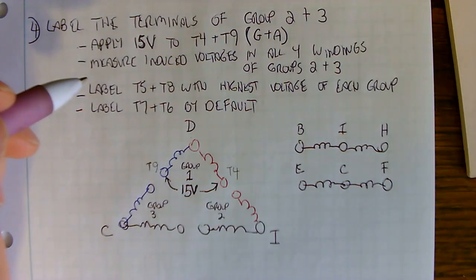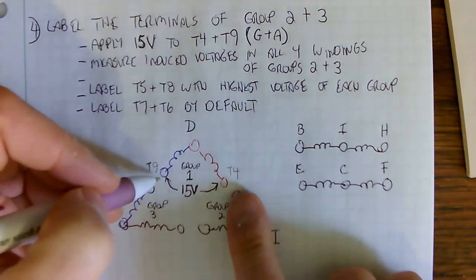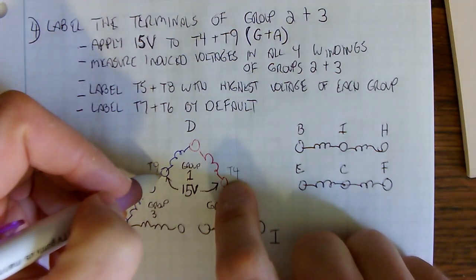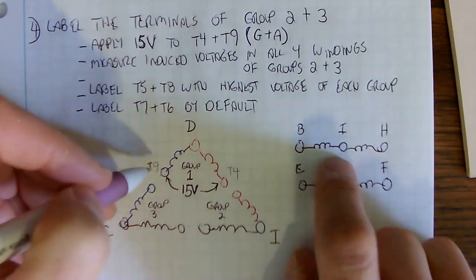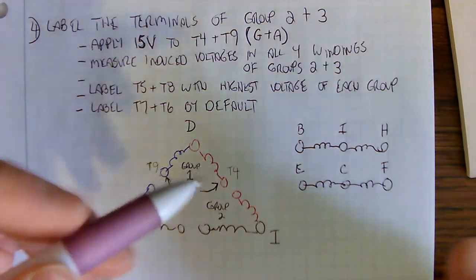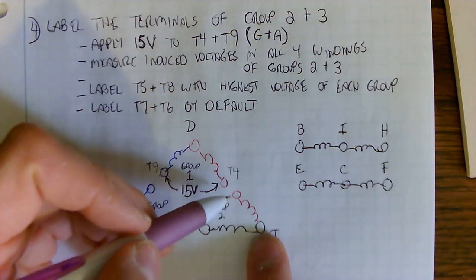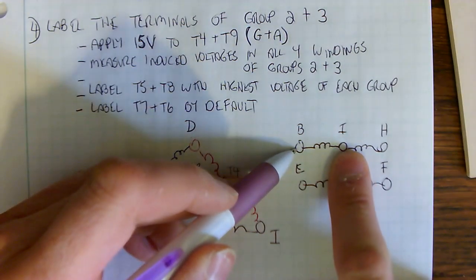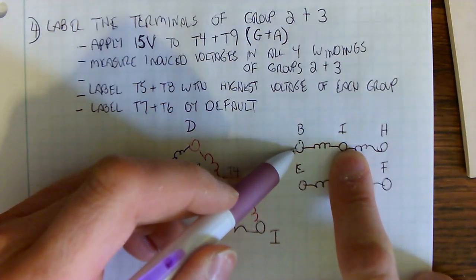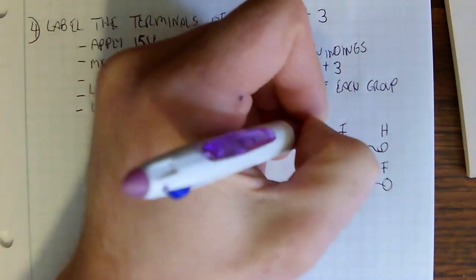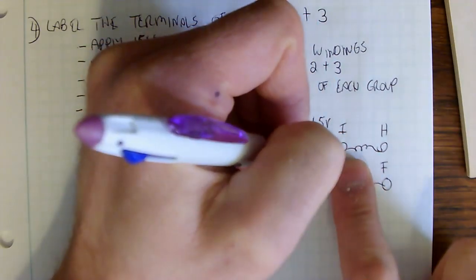So now, again, I've got a source voltage to T4 and T9 here, or G and A, I should say. And I'm going to take some measurements. So once that source voltage is hooked up, I'm going to take my voltmeter in AC and measure between I and B, and take a reading. And what was my reading? So I got 1.5 volts between B and I.